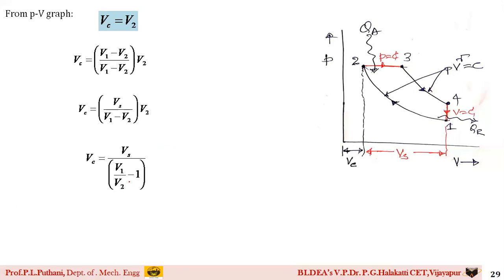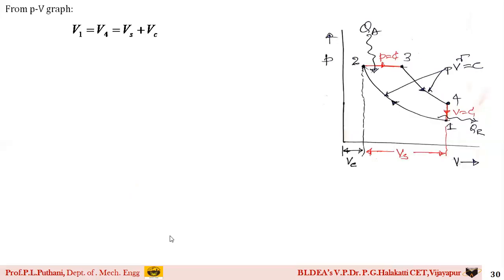And this V1 by V2 volume ratio, again please remember this, is nothing but the compression ratio, that is Rk. So I can write this as Vc is equal to Vs by Rk minus 1, or Vc is nothing but V2 itself. So we have got the value of V2 in terms of swept volume: Vs by Rk minus 1. Then moving ahead, students.